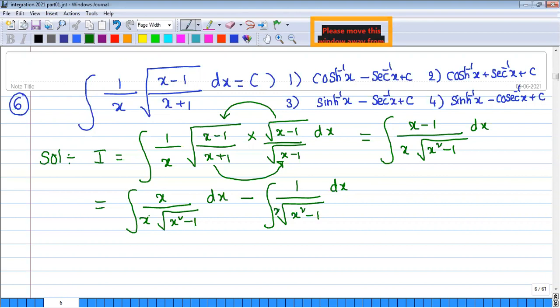Here this x will get cancelled. This is nothing but secant inverse x minus cos h inverse x plus constant of integration. So first option is the right option.